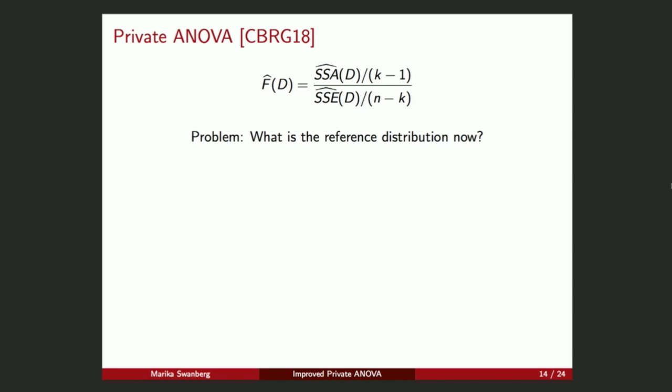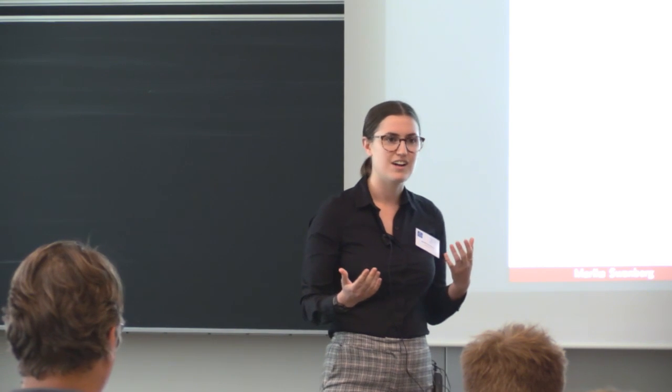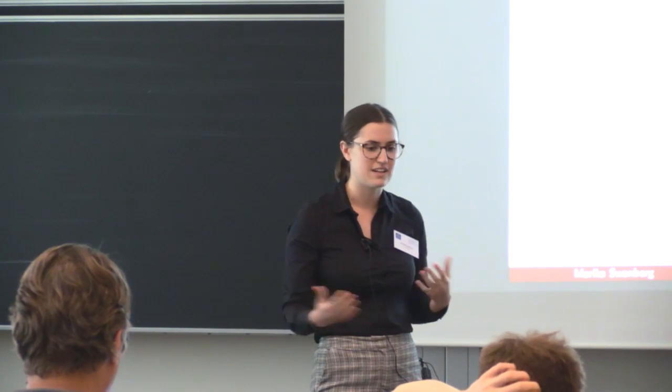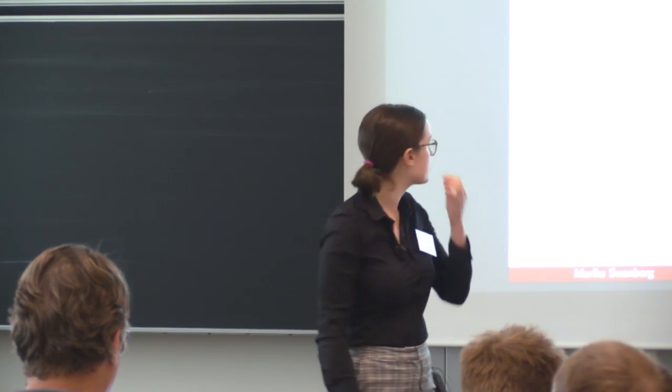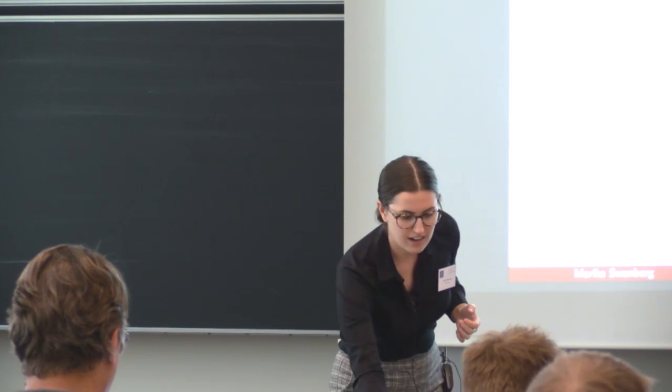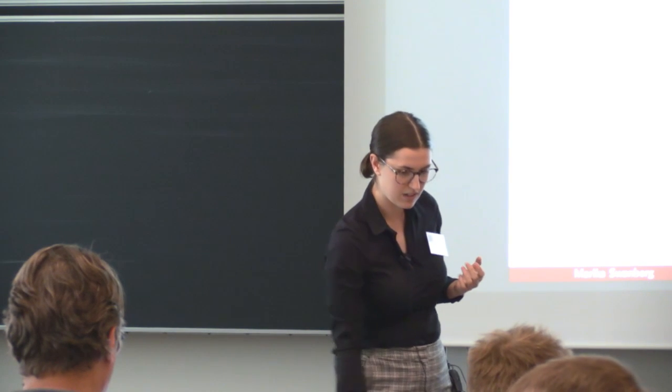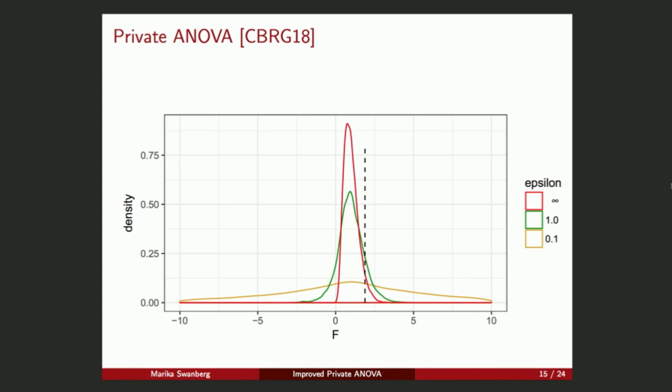But we have a problem, which is what's the reference distribution? We want to compute a p-value, but we've added Laplace noise, and so we can't really know what the reference distribution is right now. You might be tempted to use the public distribution or the distribution for the public F test, but that can have some pretty bad consequences. So this red line shows the reference distribution for the public F test. And then this green line is for epsilon of 1, and this orange line is for epsilon of 0.1.